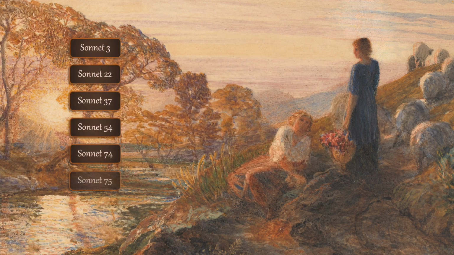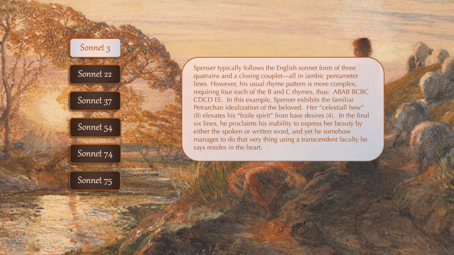So we'll look at a half dozen sonnets here. We've read 20-some of the total of 89 sonnets. I've chosen these six to focus on, and we'll start with number 3. Spenser typically follows the English sonnet form of 3 quatrains and a closing couplet, all in iambic pentameter lines.